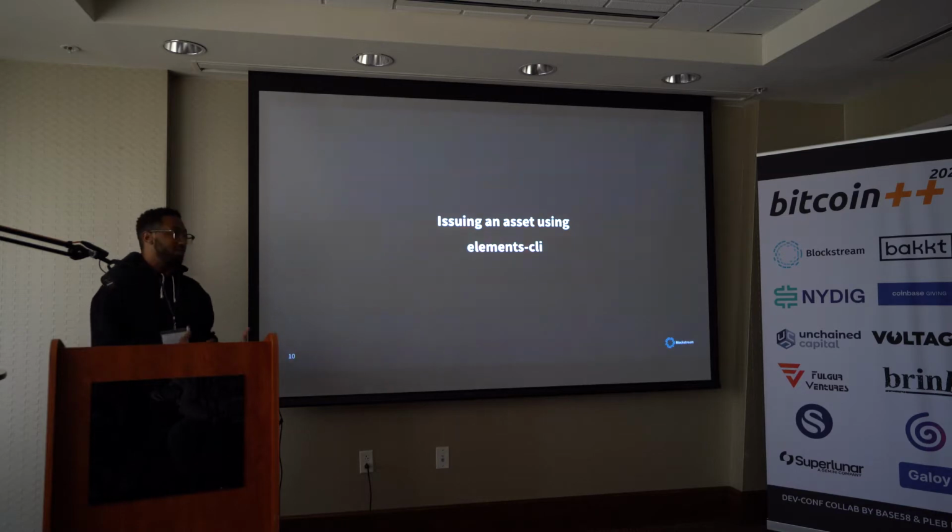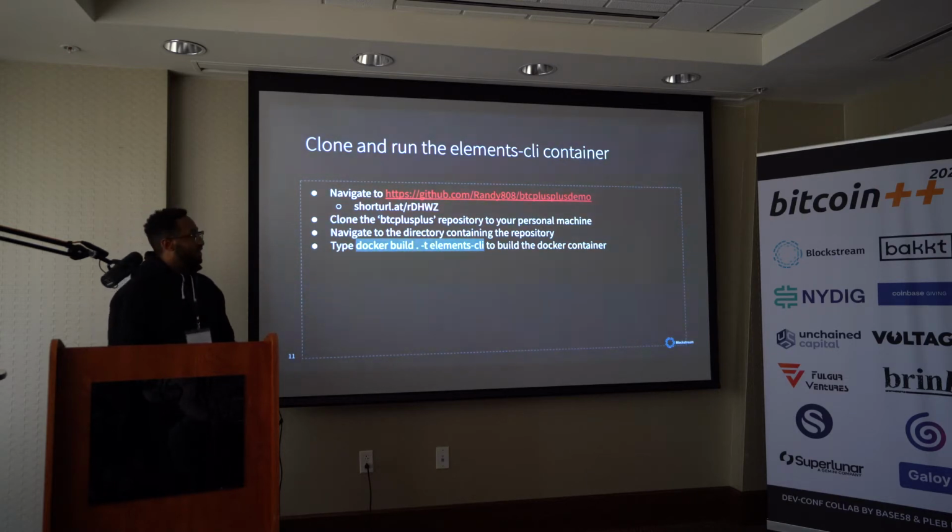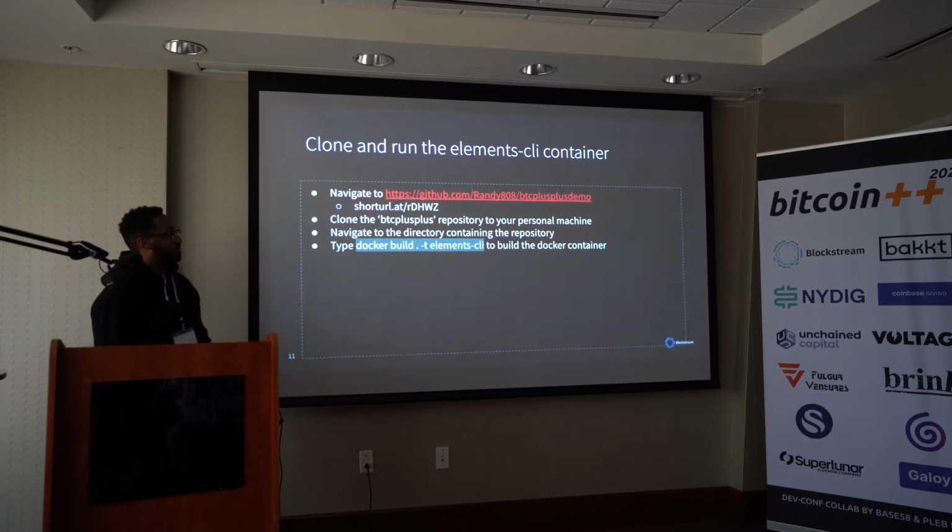Like I said, you don't have to do anything. I could just show you on my own computer, and I was going to go over the code that is used to issue an asset. For those of you who are interested in doing it, you can go to that link. I have a short URL down there. It's a repo. It pretty much has some code, so you could issue and register an asset easily with the registry. So you clone it, and then you can navigate to the directory.